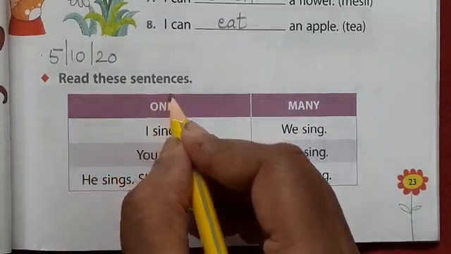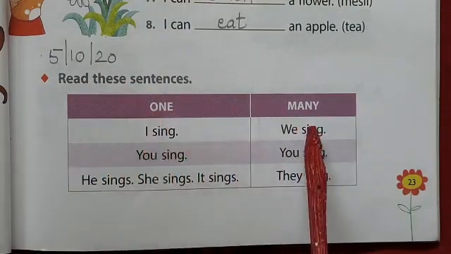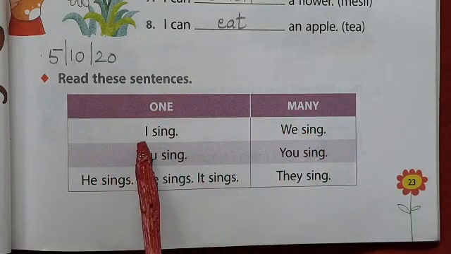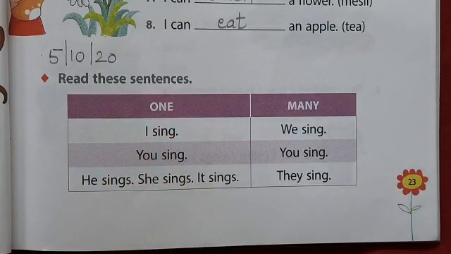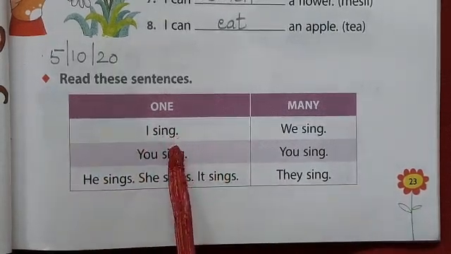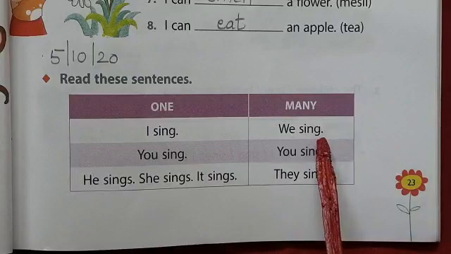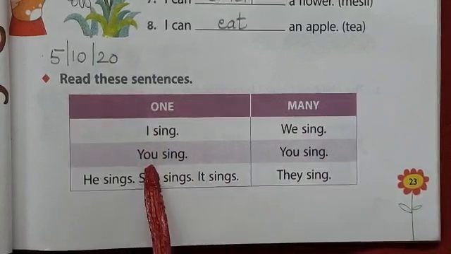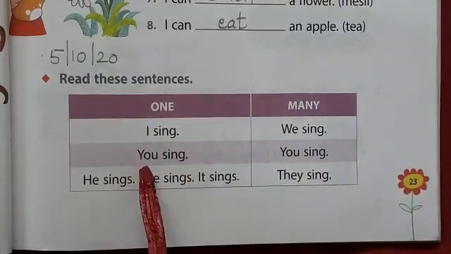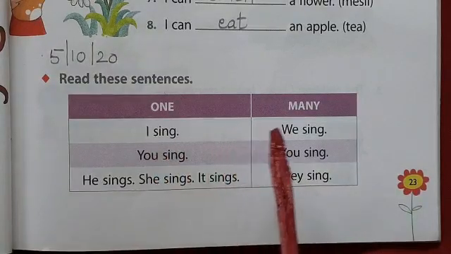Now let's read what's given. Read these sentences, one and many. Let's read. I sing. I'm talking about only one, that is myself. I sing. If I want to make many, I will say we sing. Again one: you sing. And what is the many form of you sing? It is you sing only, children.